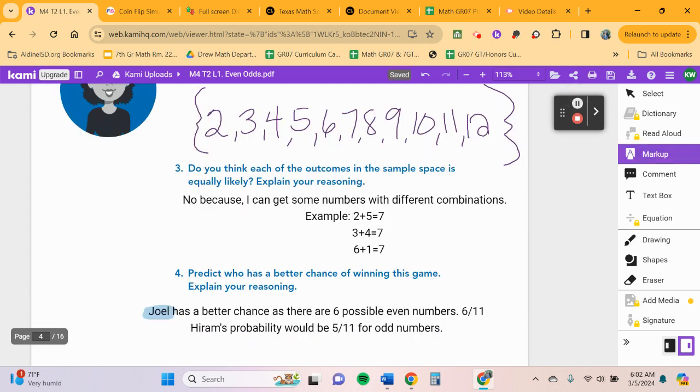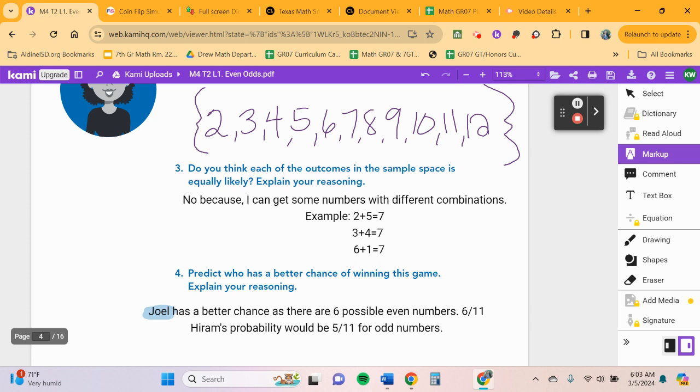All righty, let's compare answers. So number 3, I simply put, no, they do not have an equally likely chance, because I can get some numbers with different combinations. So for an example, I could get 7 a couple ways. I can get a 2 and a 5. I could roll a 3 and a 4, and I can roll a 6 and a 1, and that's all going to get me 7, whereas I only have one chance out of all of them to roll a 2 because I have to hit a 1 and a 1.